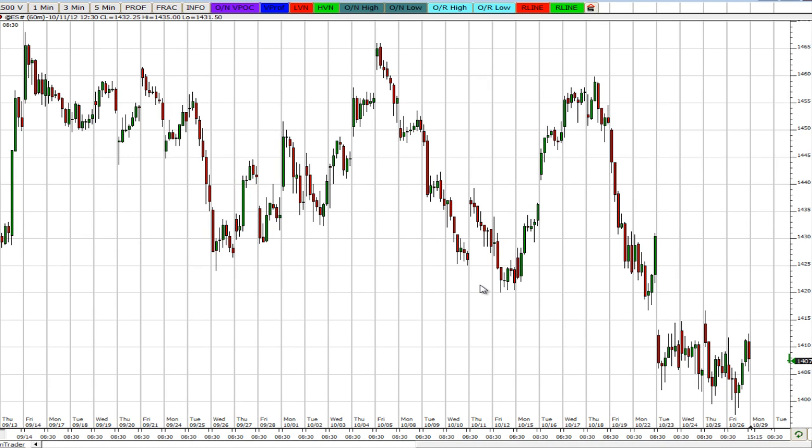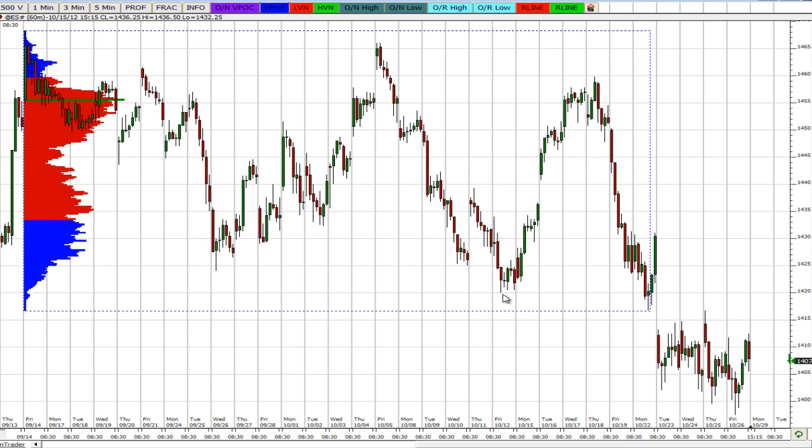Okay, here we are in the 60-minute. As we see, this gives us a different picture. On the daily chart, we noticed that we were in an uptrend, but here, what do we notice? Well, first of all, there was a major balance area here. Let's just draw that in pretty quickly. Okay, so here's the profile of it. This is our balance area.